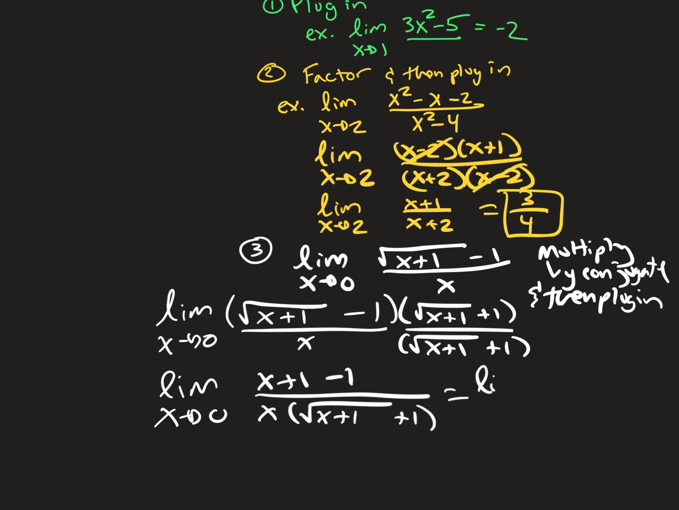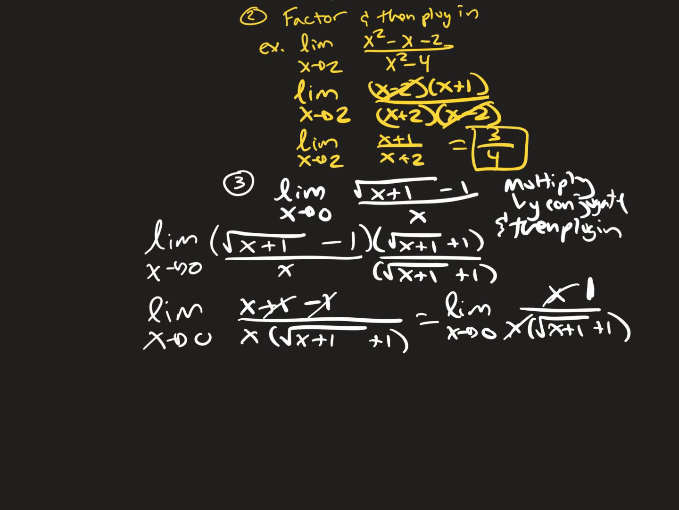Okay, so this is the limit as x goes to 0. The 1s are canceling here, so I've got x over x times this denominator. Now the x's go away, so the numerator is just 1 now. Now if I plug in 0, I can do it because I get 1 over the square root of 1 plus 1 plus 1.